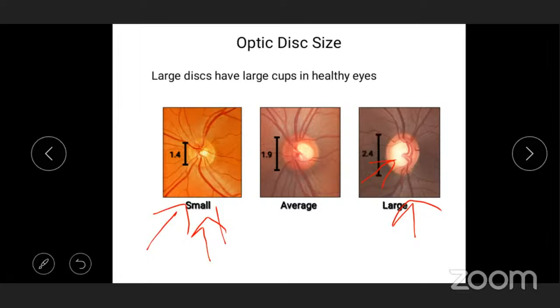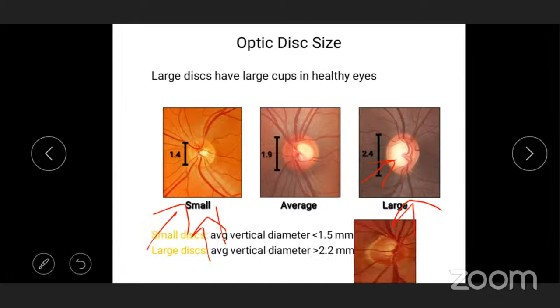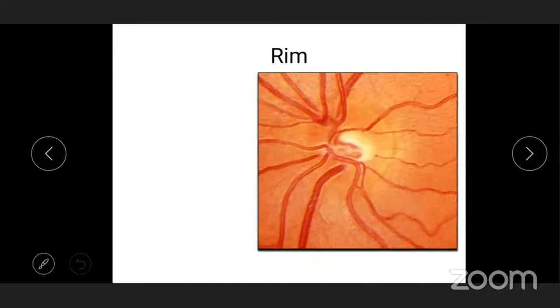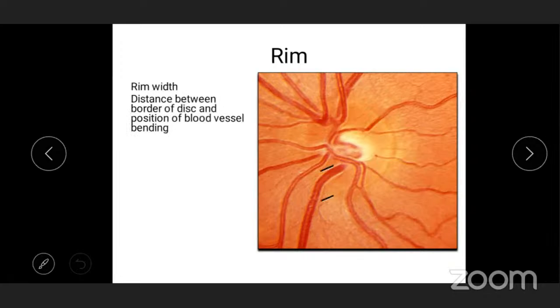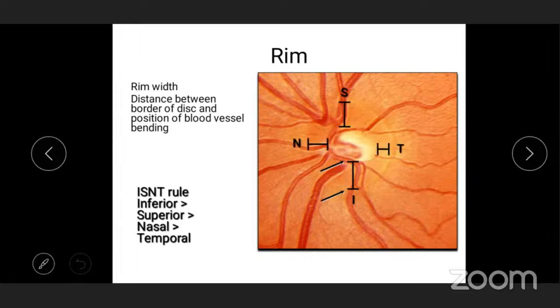The OCT, which Sharmila will talk about, actually, if you ask me, one of the biggest advantages of the OCT is it tells you the disc size in actual numbers. So that is important, but if you don't have it, you can do it, like I said, with this. So the rim is thickest inferiorly, as seen here, followed by superior, the nasal and the temporal, which becomes the ISNT rule, but it's not always satisfied.